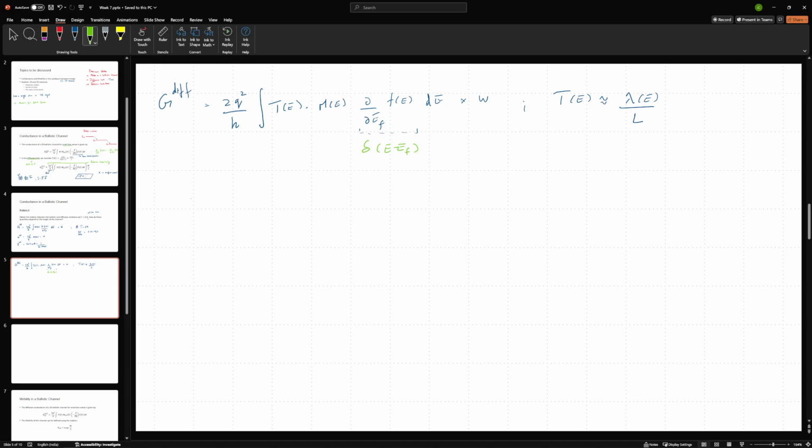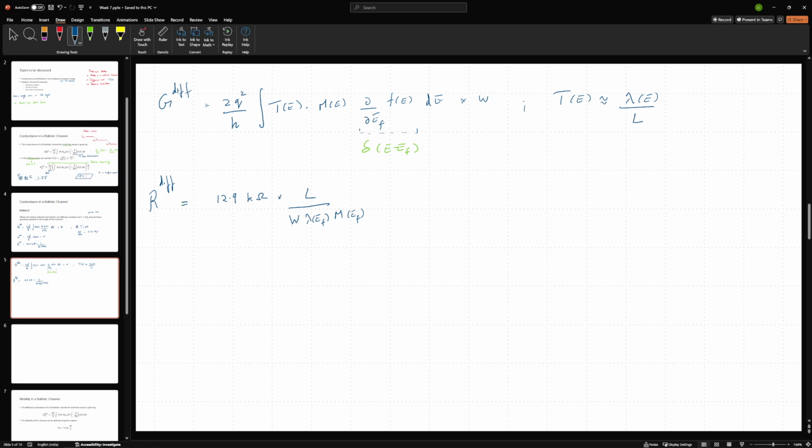So then this is going to give me, I'm just going to write the final answer. So the diffusive resistance is going to be again the same 12.9 kilo ohm into L divided by W lambda here and M of EF. So this is the primary difference.